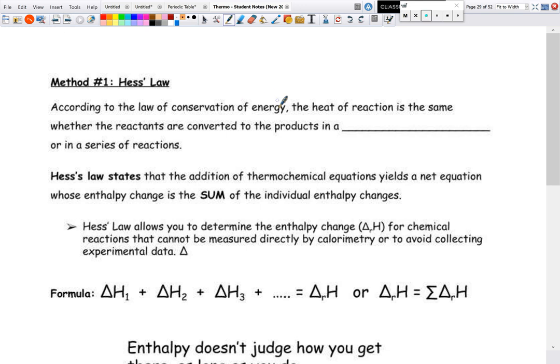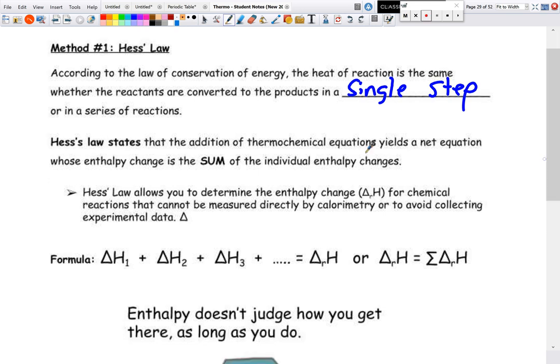Now, Hess's law states that, according to the law of conservation of energy, the heat of a reaction is the same whether the reactants are converted into products in a single step or a series of reactions. Because enthalpy change is just the change in potential energy. So this is where Hess's law comes in. It states that the addition of our thermochemical equations yields a net equation whose enthalpy change is the sum of the individual enthalpy changes.